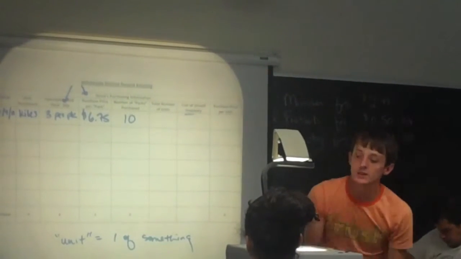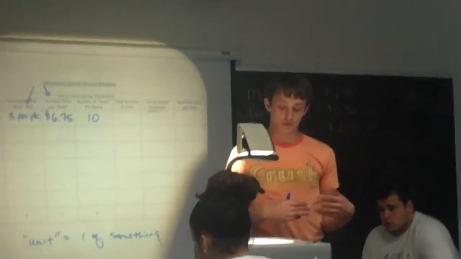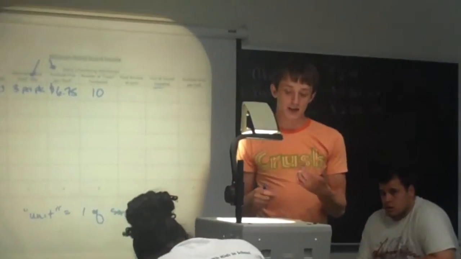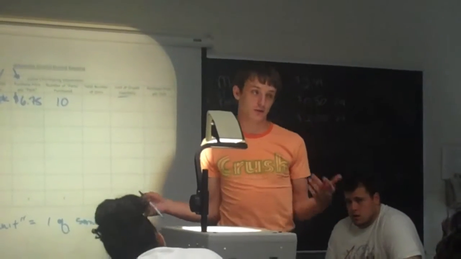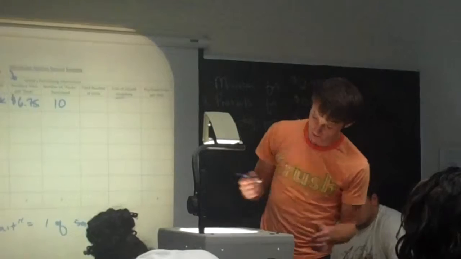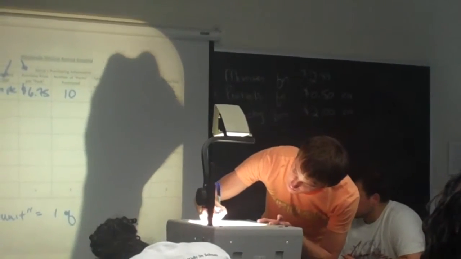10 times 3, right? Because we're talking about the number of units. She bought 10 packs at 3 per pack. So that's like saying 3 plus 3 plus 3 plus 3. Well, what's the shortcut for a repeated addition? Multiplication. So 3 times 10 equals 30.